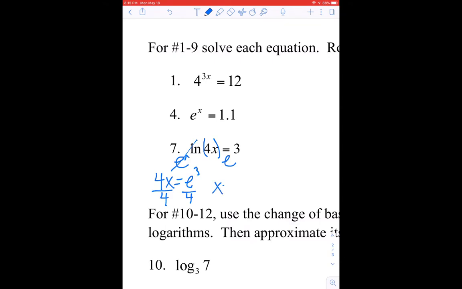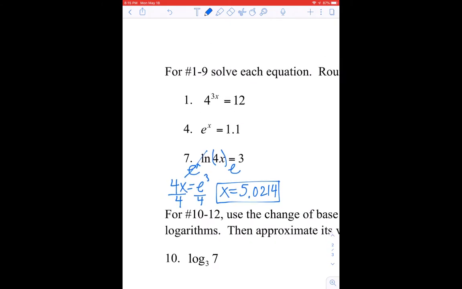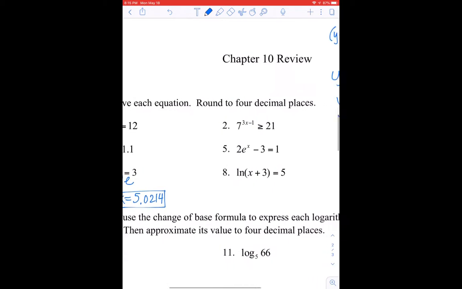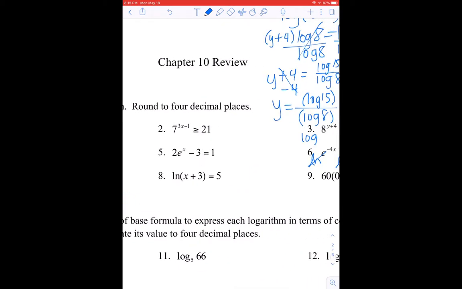So you should get x equals, if you plug that in your calculator correctly, you should get, let me look, 5.0214. And a reminder, you are taking it to the 4th decimal place, so just remember to show all that. Okay, and then the next one we're going to do is number 10.